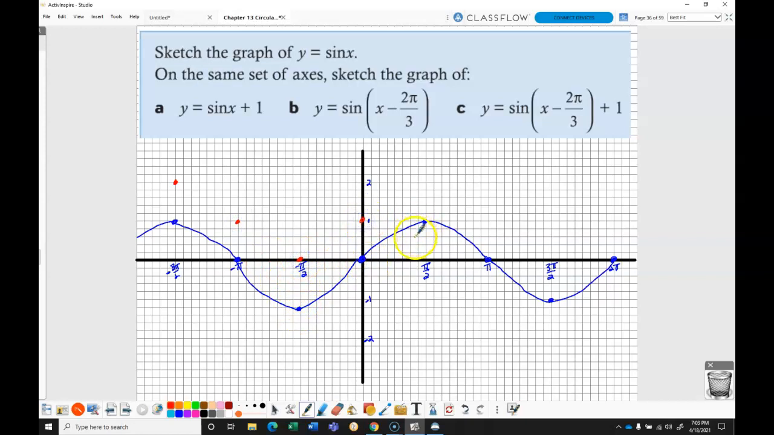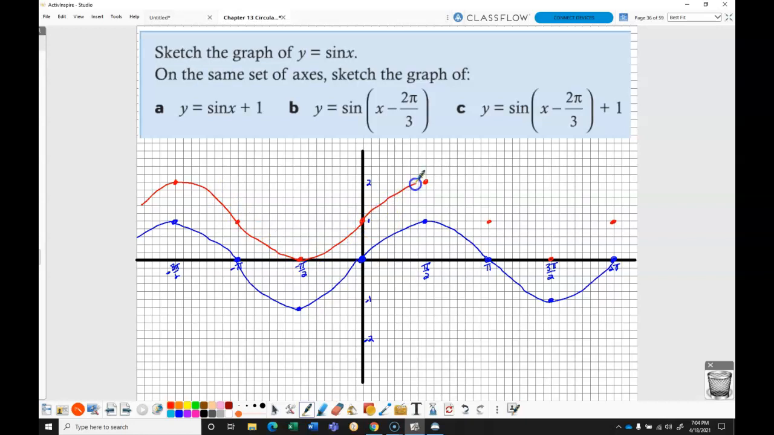And that's not so bad to do, right? So 1 unit up, 1 unit up, 1 unit up, and 1 unit up. So this is my next graph here. I'm going to try and connect it as best I can.